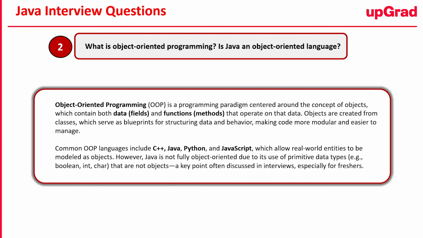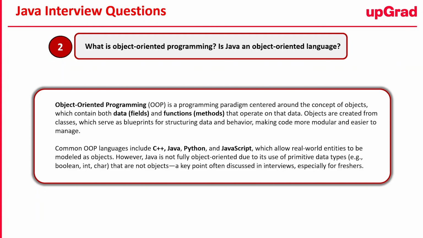However, since Java uses 8 primitive data types, that is boolean, byte, char, int, float, long, short, and double, which are not objects, Java cannot be considered a 100% object-oriented language. These kinds of Java interview questions are common for freshers and will continue to be relevant in the interviews. So make sure that you grasp this object-oriented programming.